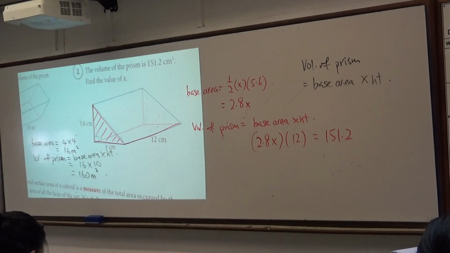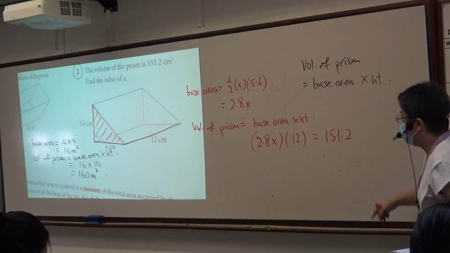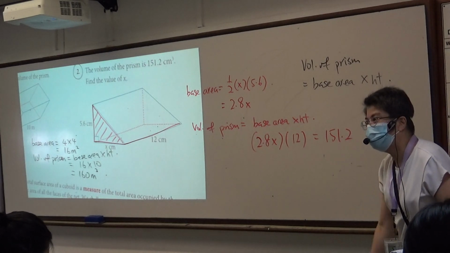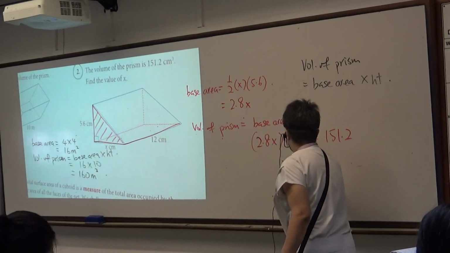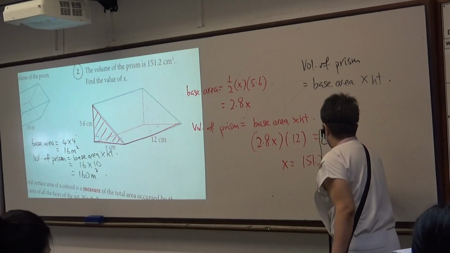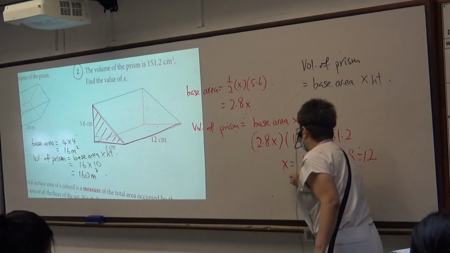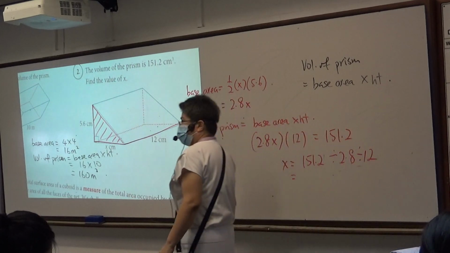Agree or not? You cannot just write it down, then you forget what you want. What's the objective? Find x. So x stays here. 151.2 divided by 2.8 divided by 12. So what is your x?